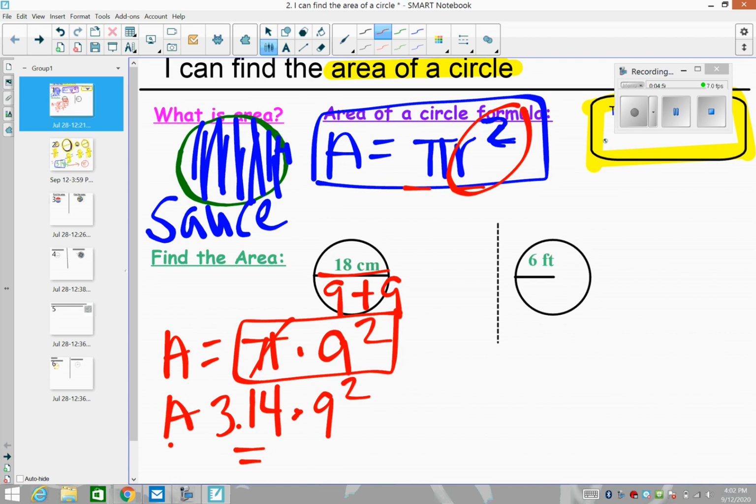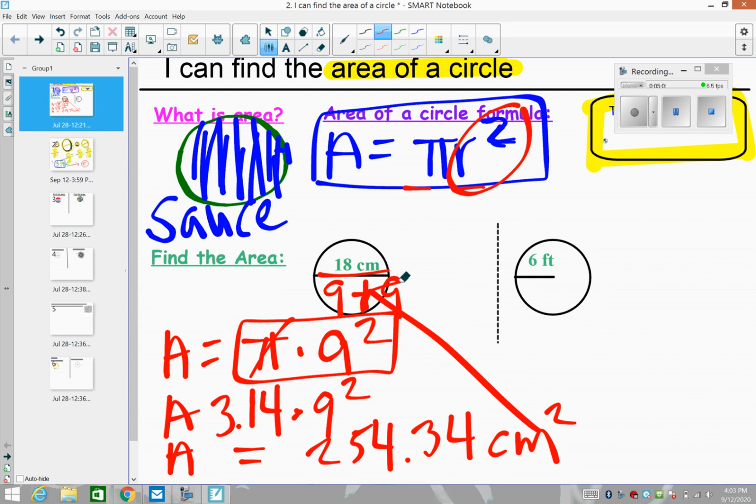So the area of this circle would be 254.34 centimeters squared. Squared because it's two-dimensional area. So that's how we find the area. Pi r squared sounds like area to me. Boom. That's the first question today.